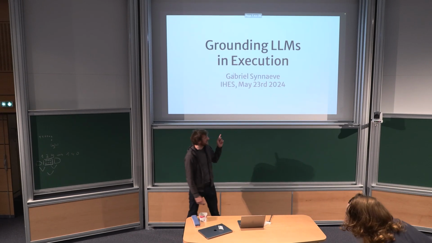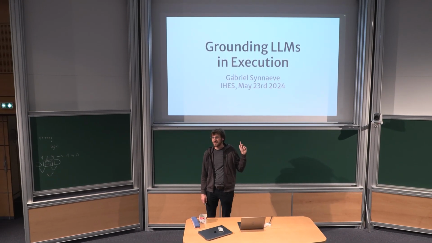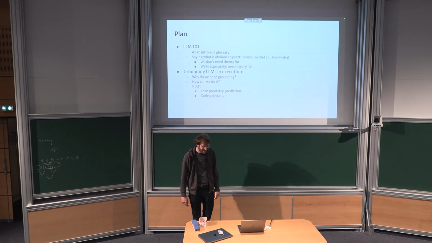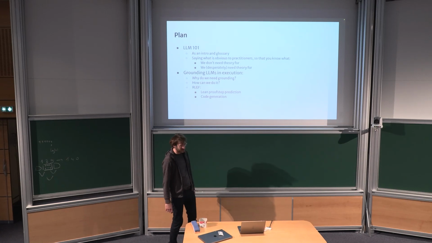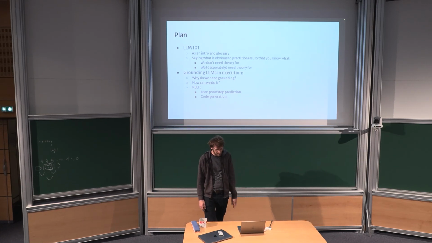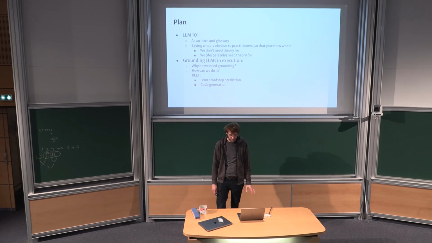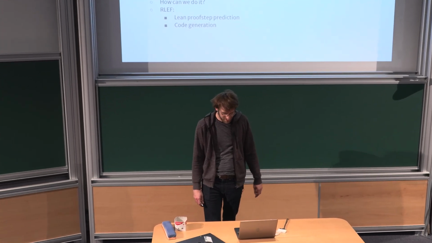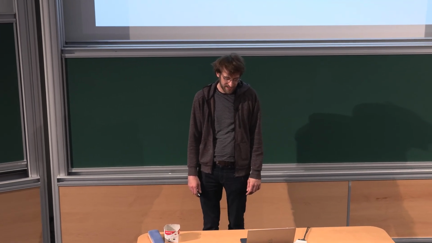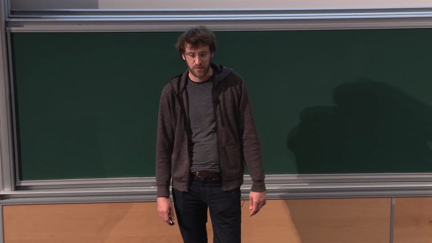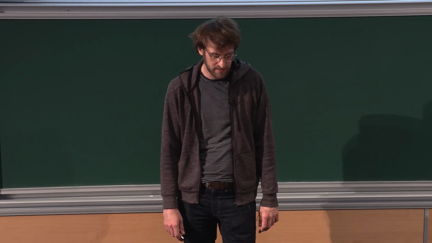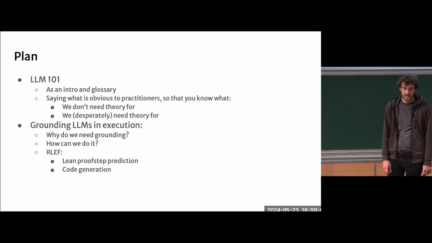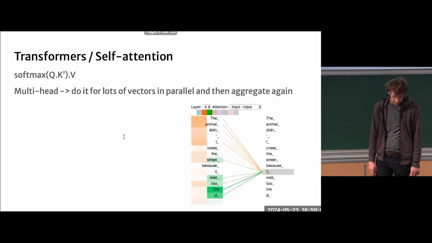Yeah, so the title is about grounding LLMs in execution. It's actually a bit of a lie. I'm going to mostly talk about LLMs and transformers, and a bit of that at the end. I'm going to talk about LLM 101 as an intro, saying some stuff that is obvious, things that I think we should look at and things we probably shouldn't look at. Then I'll talk about why I believe LLMs need grounding and how we can do it, giving 2 short examples in math theorem proving and in code generation.